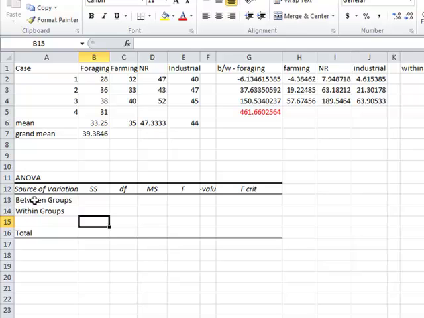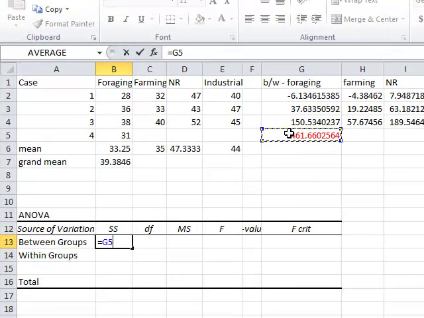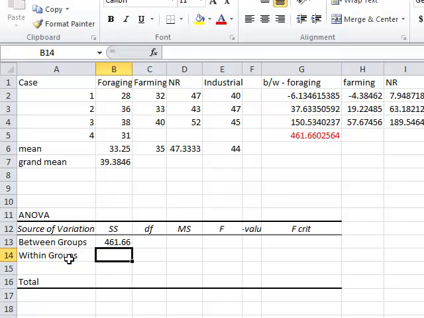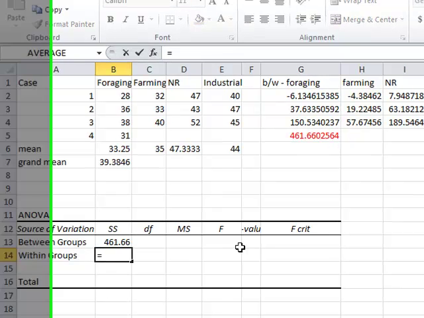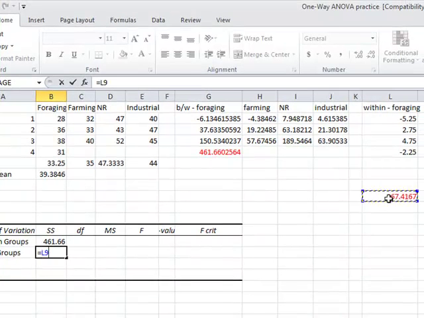So see, this is between groups and within groups, right? The sum square, degrees of freedom, mean square, which is actually variance. And so this is filling in the blank. Okay, so between group equal, what I would do is just select this value and then enter. Within group is the same, so select equal and then select this value.